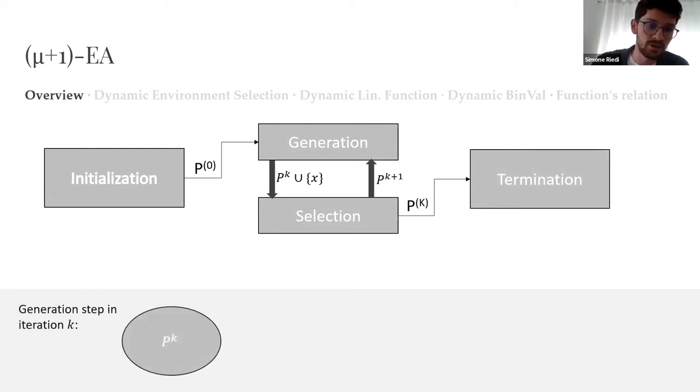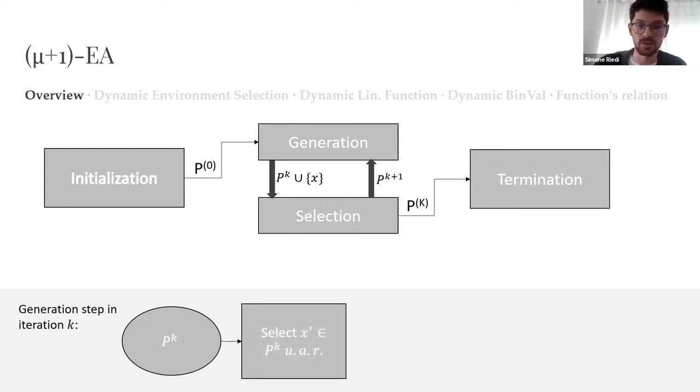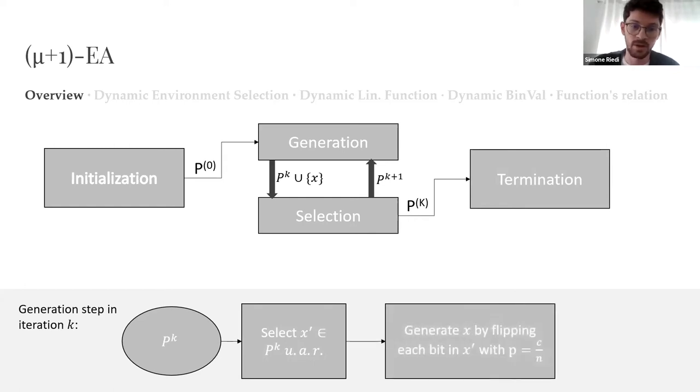And so the generation step is pretty simple. We are given a population of mu individuals and we start by selecting X prime, an individual in the population, uniformly at random. And from this individual, we generate another individual X by flipping each bit in X prime with probability c over n independently. c is a constant given as input to the algorithm, while n is the size of the bit strings in the population. So this creates the new individual, which is given to the selection operation.